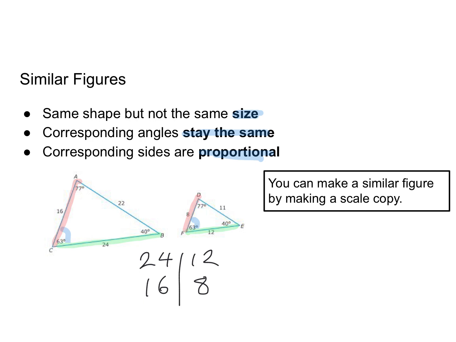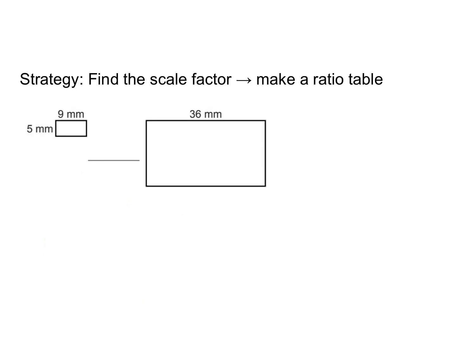Same thing. What we're going to be working on today is finding a missing side when we have similar figures. So we already know that these are similar. And what that means is that the sides are going to be proportional. So my strategy for finding the missing side is I need to find the scale factor. The way I'm going to do that is make a ratio table.